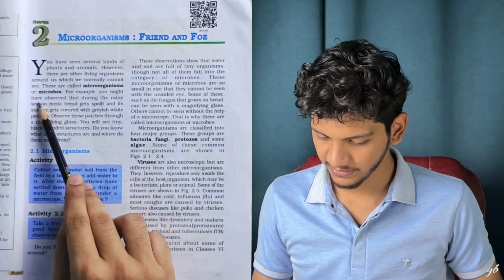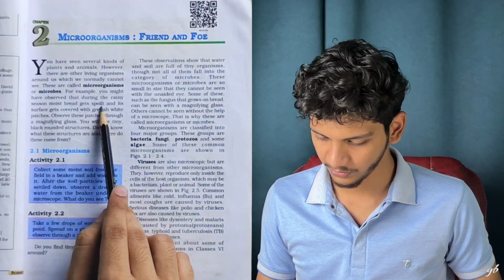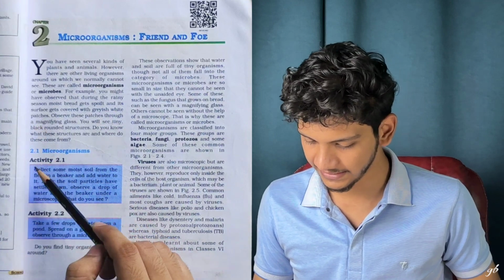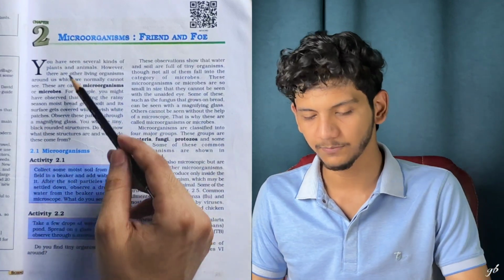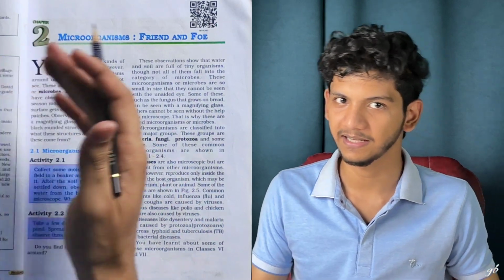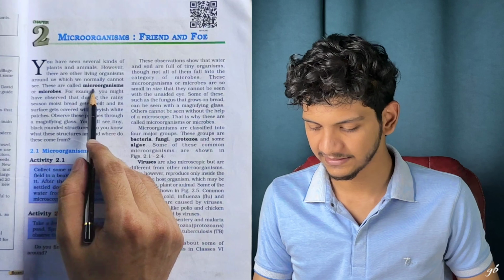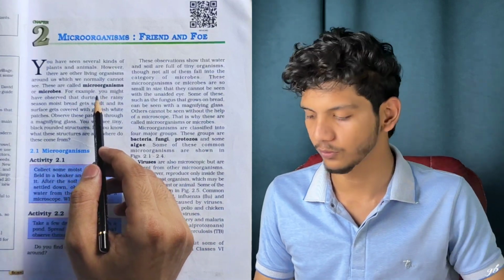For example, you might have observed that during the rainy season, moist bread gets spoiled and its surface gets covered with grayish white patches. Right, so I've combined two lines here. As you know, one line starts from a capital letter and ends with a full stop. As you can see here, they are saying that these are called microorganisms and microbes. So they are both things. You can make pictures and you can write down things as well, but try to make as many pictures as possible. Don't try to write many things, right?